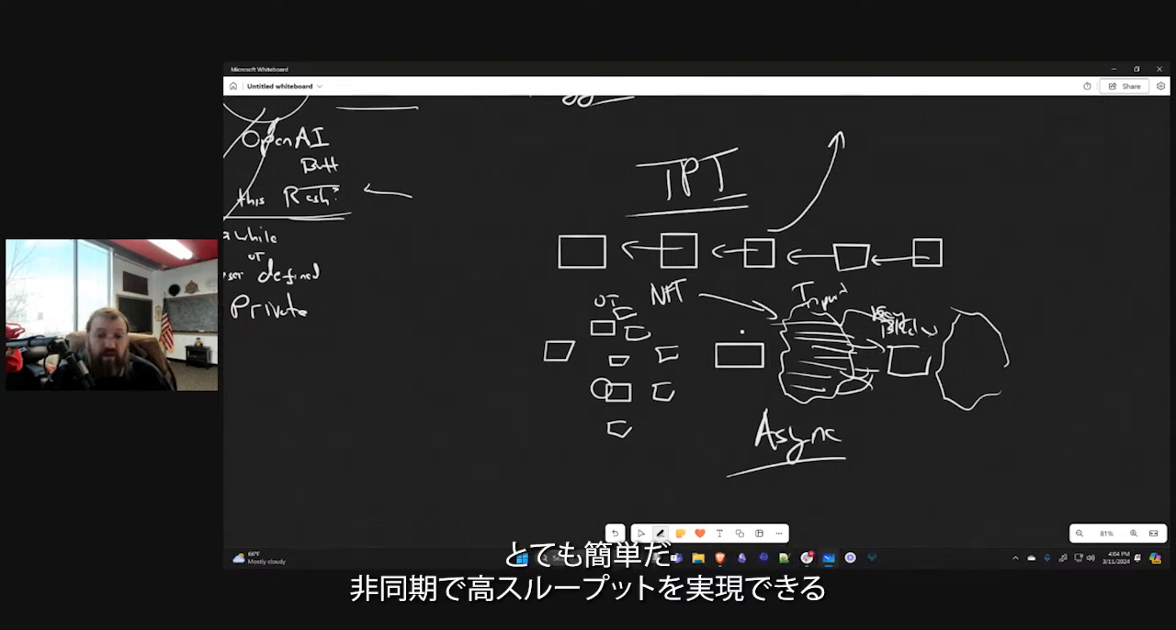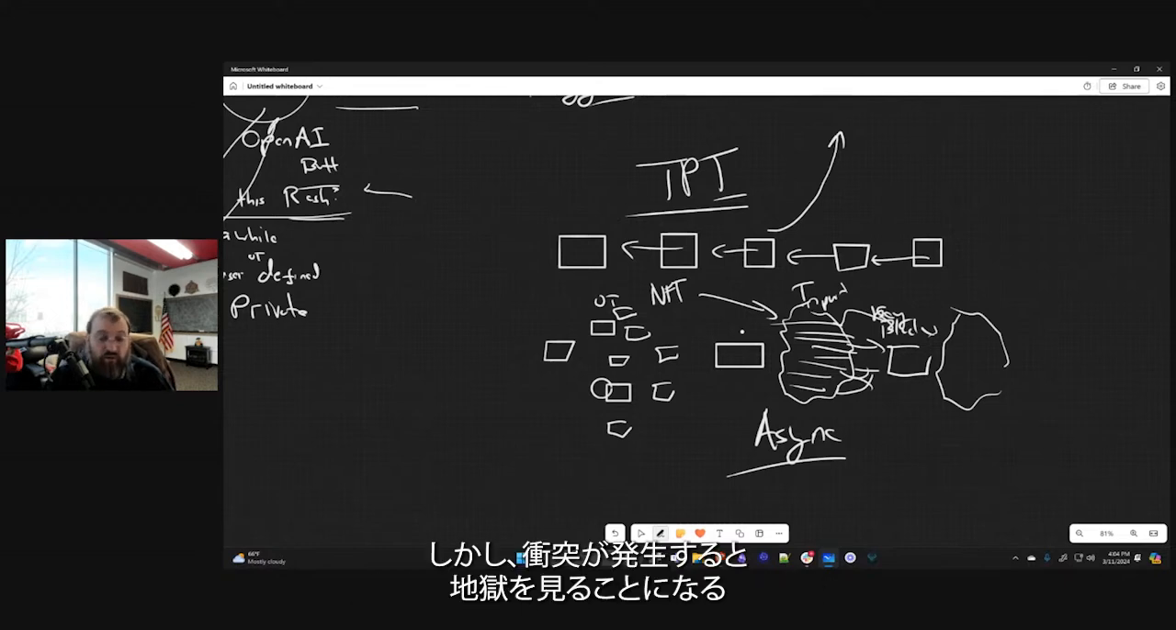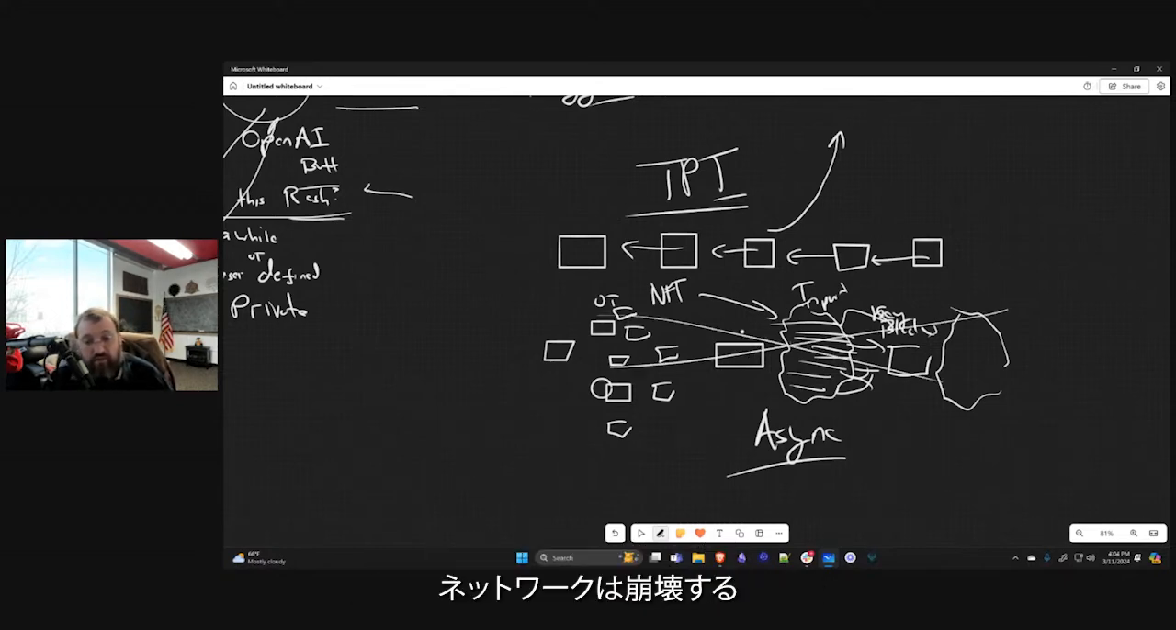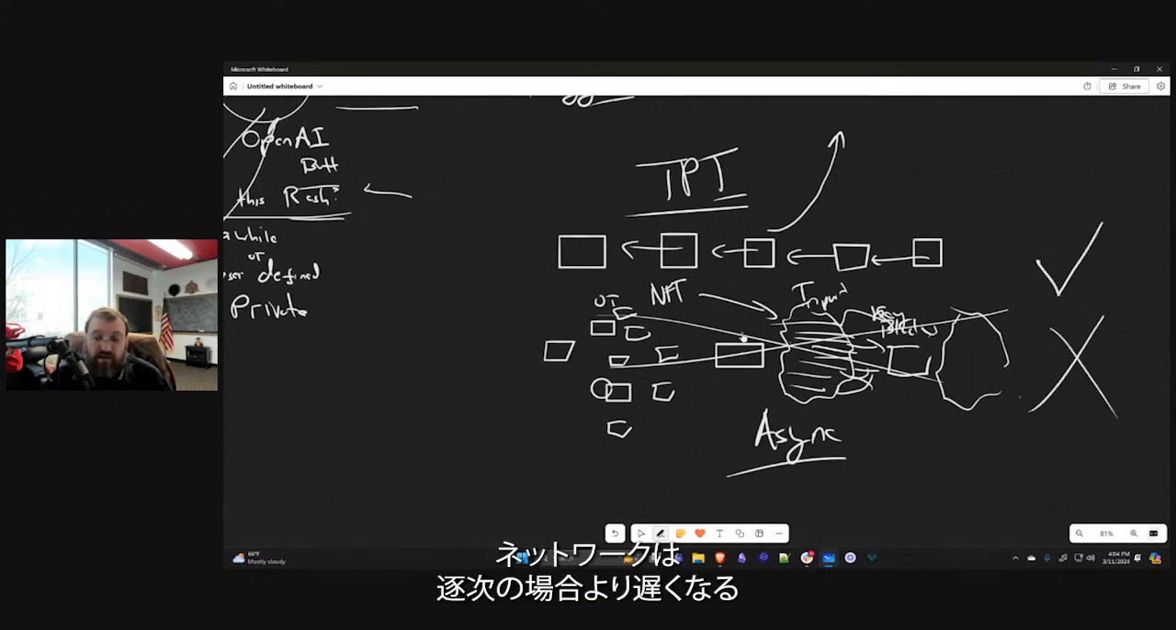It's very easy to do asynchronous high throughput, but when you have conflicts, usually what happens is the whole thing goes to hell and the network falls apart. So optimistically, awesome. Pessimistically, you're in trouble. The network actually is slower than the sequential case.